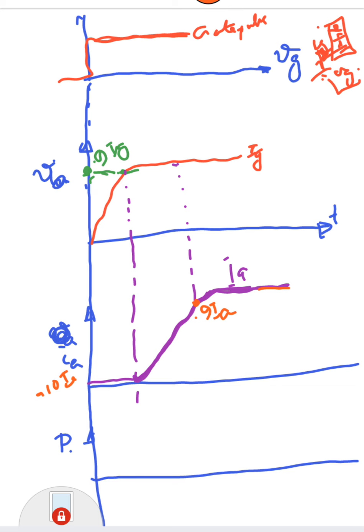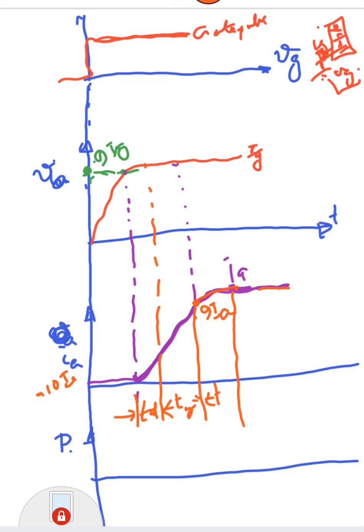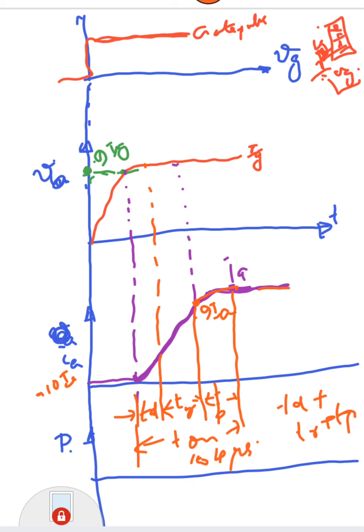so this time is divided into 3 different intervals. The first time, when the anode current just starts to rise, is called the delay time Td, and this is where anode current rises, so this is called Tr or rise time, and finally from 90% to 100% again it takes some time, so this is called spread time Tp. So the total turn on time is the sum of Td plus Tr plus Tp. So this is the total turn on time of SCR. It will take around 1 to 3 microsecond or 1 to 4 microsecond for the SCR to turn on.